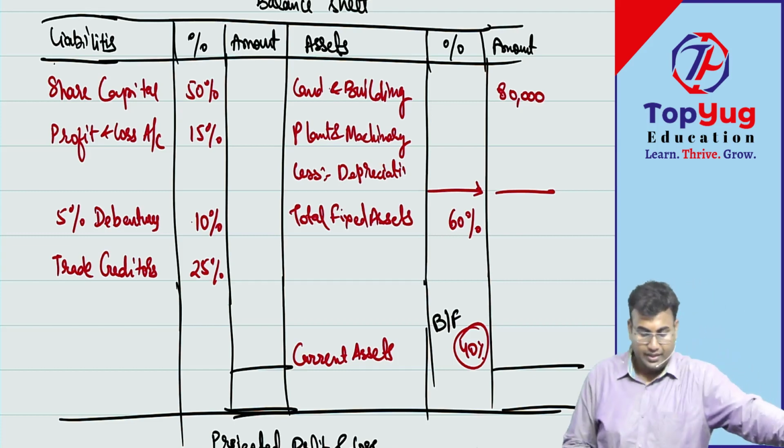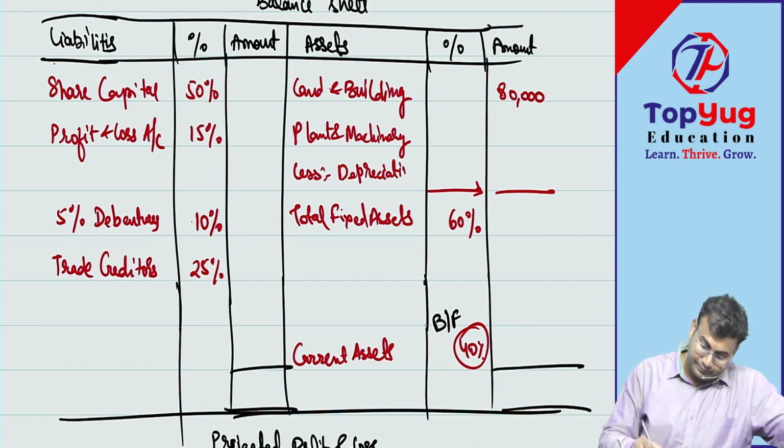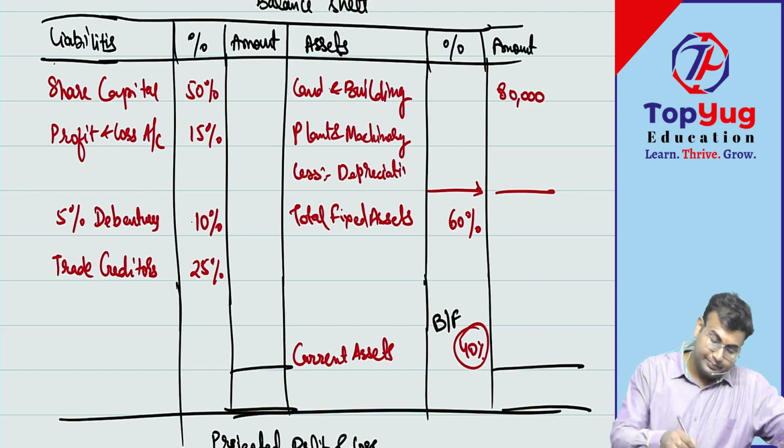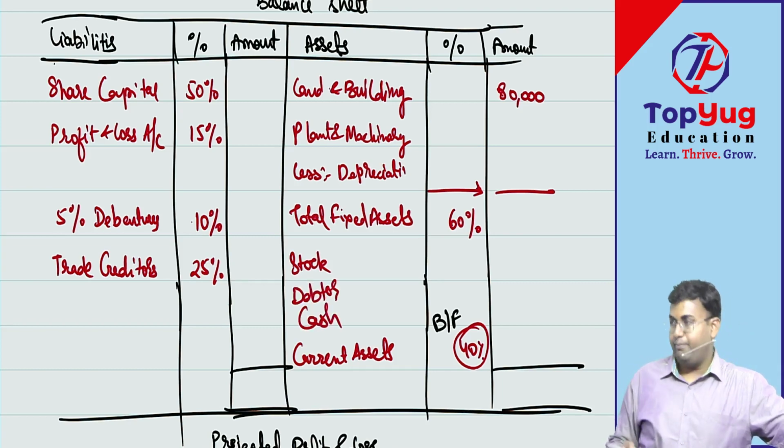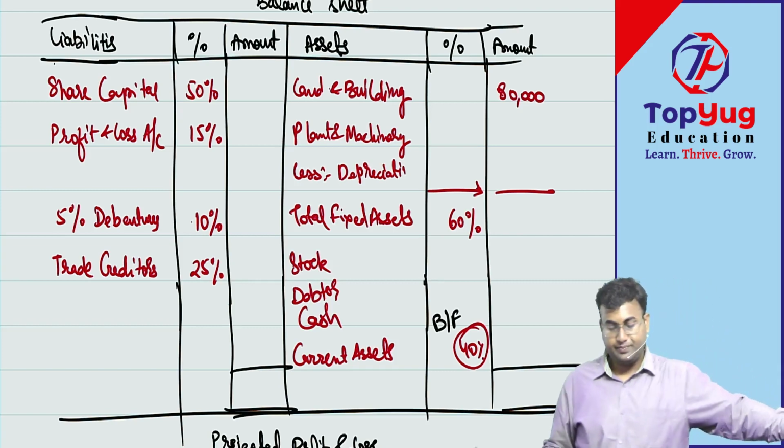No, no. Yes. Tell me, guys. What are the items which are given in current assets? Stock, debtors, cash and bank, whatever. Done.